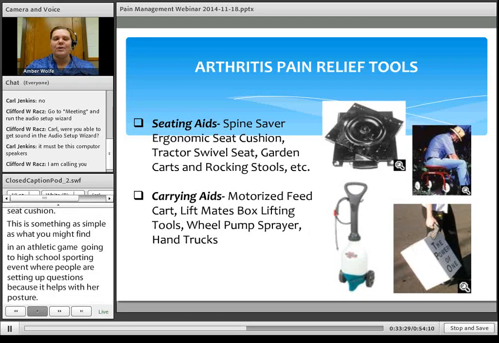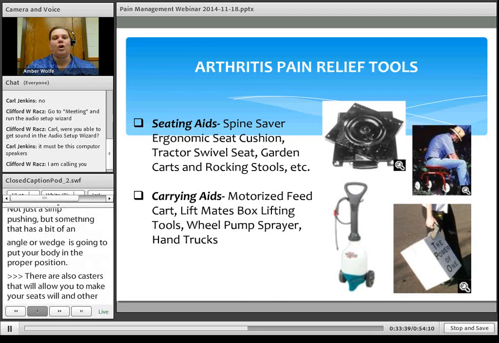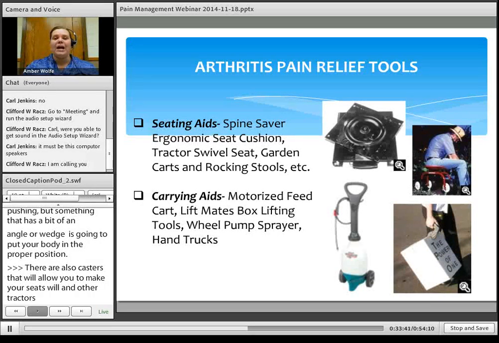There's also casters that will allow you to make your seats swivel in your tractors and other machinery so you're not having to bend and twist your body to get onto those seats. And then in gardening, there's several options of gardening stools and wheeled carts and rocker stools that will allow you to get up off the ground a little bit and prevent you from having to kneel or bend and giving you the chance to sit in the proper posture.